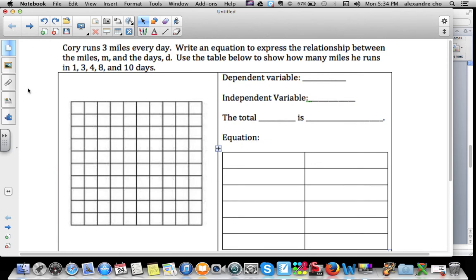Okay, and I guess I'm doing this backwards, so this is the problem that's on top of the sheet, not at the bottom. Corey runs 3 miles every day. Write an equation to express the relationship between miles, M, and the days. Okay, use a table below to show how many miles he runs.